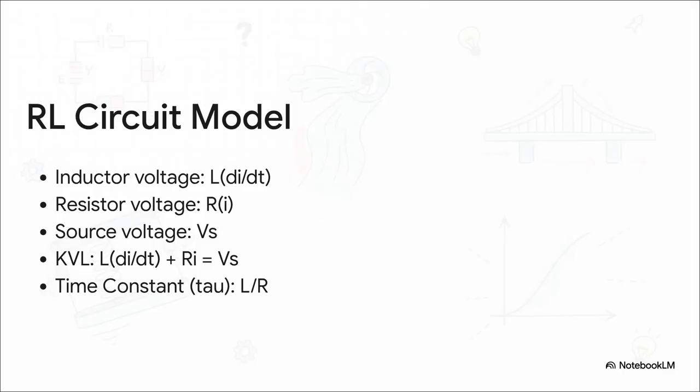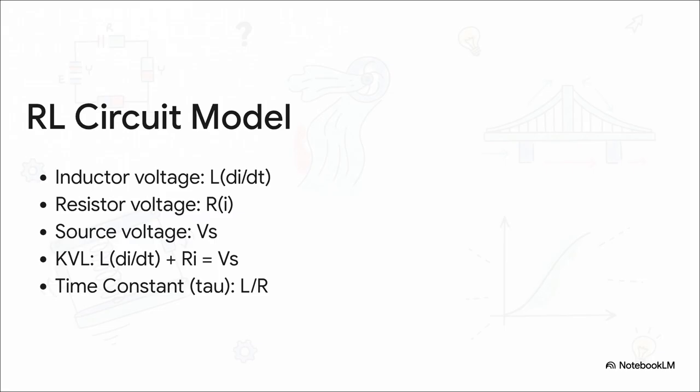Let's systematically break down the derivation for an RL circuit. Based on standard voltage-current relationships, the voltage drop across the inductor is proportional to the rate of change of current. We express that as L times di over dt. The voltage drop across the resistor is simply R times i. Equating this to our source voltage, Vs, gives us our KVL equation: L times di over dt plus R times i equals Vs.